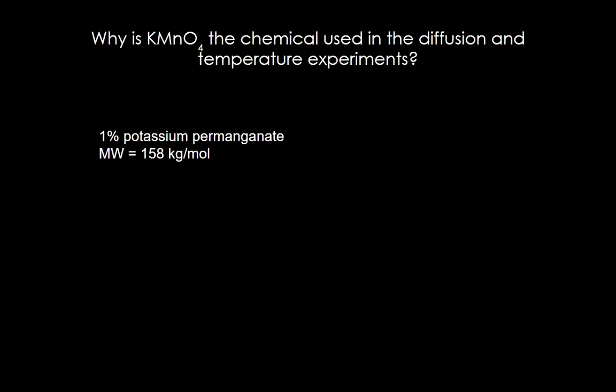Now, why is potassium permanganate the chemical used in the diffusion and temperature experiments? Well, as mentioned before, potassium permanganate is a light molecule. Because of this, we can see the effects of the experiment at a faster duration, so it saves us time. But apart from this, potassium permanganate is also very brightly colored, so we can visually see the effects of diffusion and temperature. And then finally, potassium permanganate is also relatively safe. It is not toxic and will not endanger anyone performing the experiment.